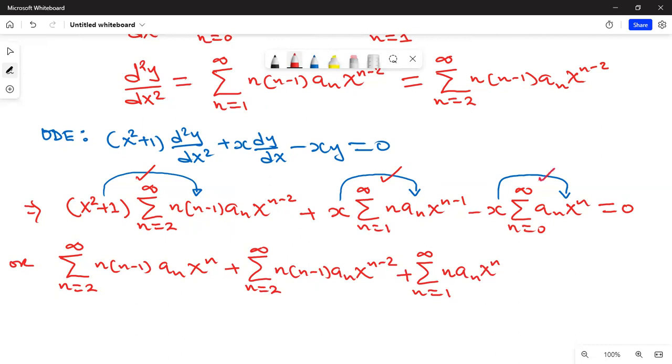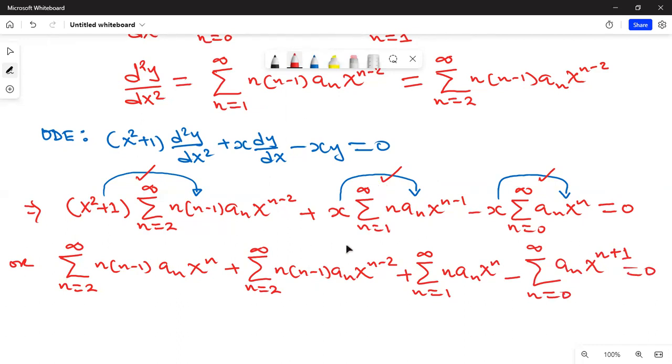Then the last one, the other series, is now negative: minus the sum from n equals 0 to infinity of a subscript n x raised to n plus 1, equals 0. So 1 plus n, that's n plus 1.